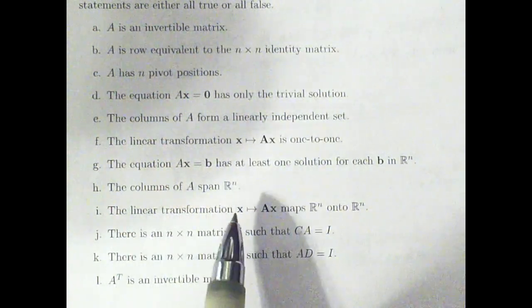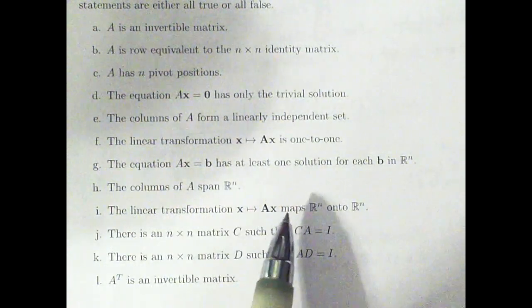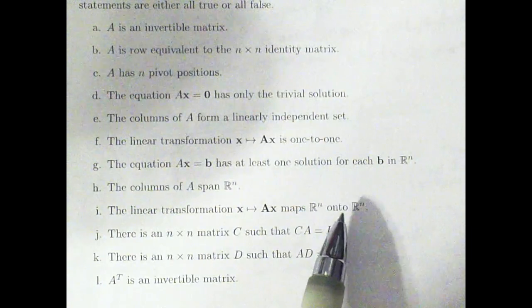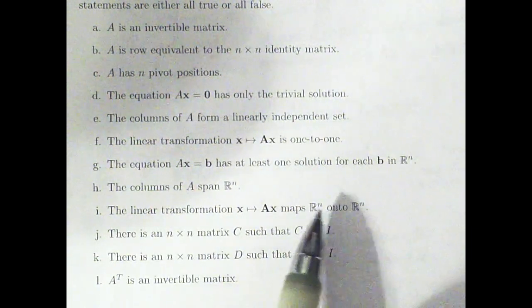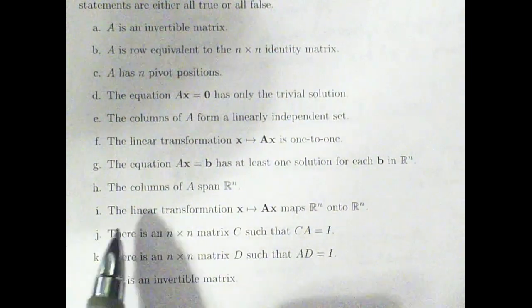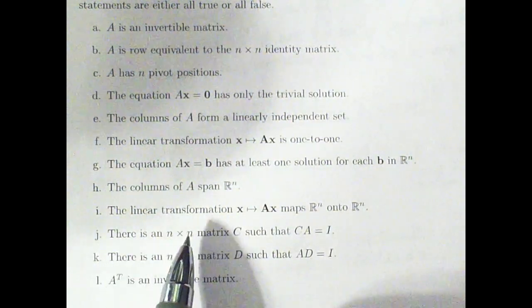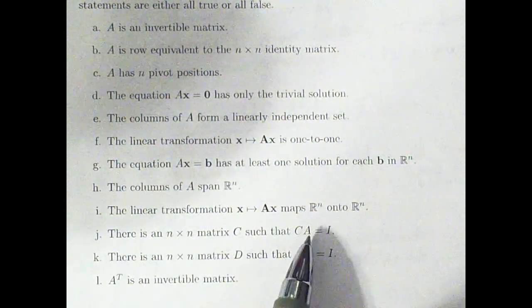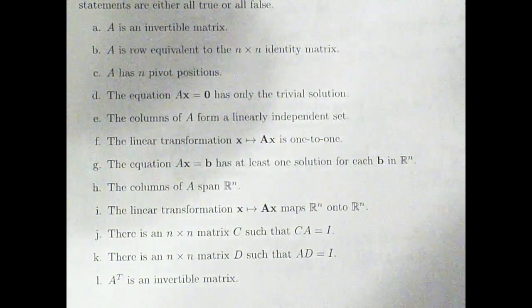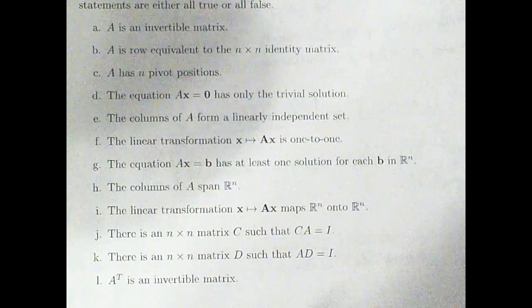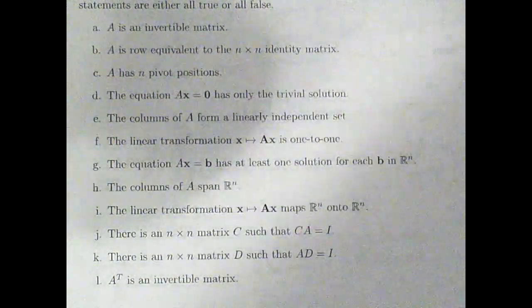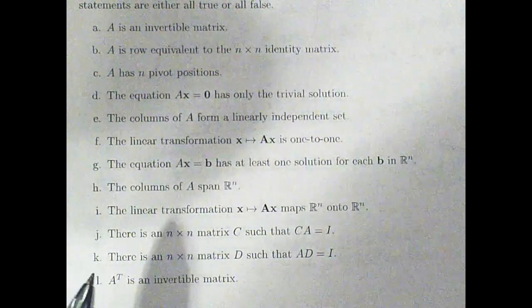The linear transformation X maps to AX. It maps Rn onto Rn. Remember the definition of onto? So this map is onto. There is an n by n matrix C such that CA equals I, and there is an n by n matrix D such that AD equals I. We'll talk about those a little bit as we go through the proof.